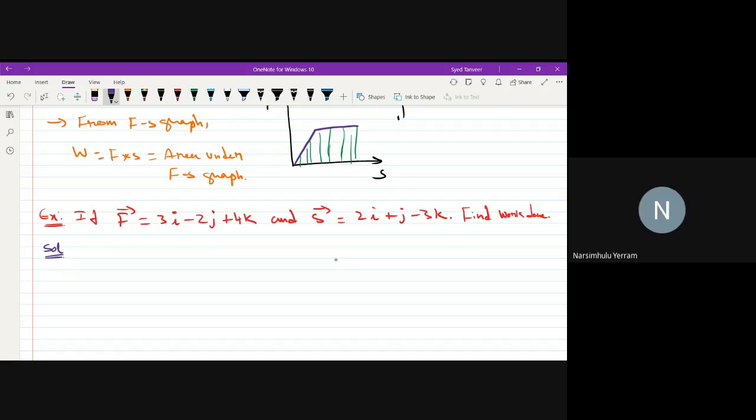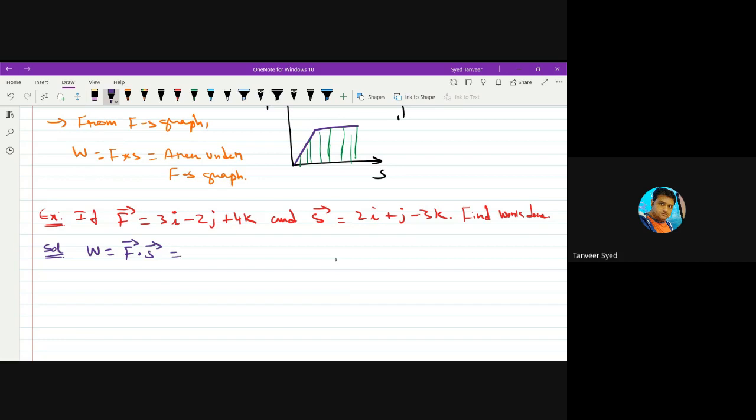We have force, to apply the concept of vectors. Force is given in vector form. Displacement is also given in vector form. We are asked to find the work done. We know work is F dot S.